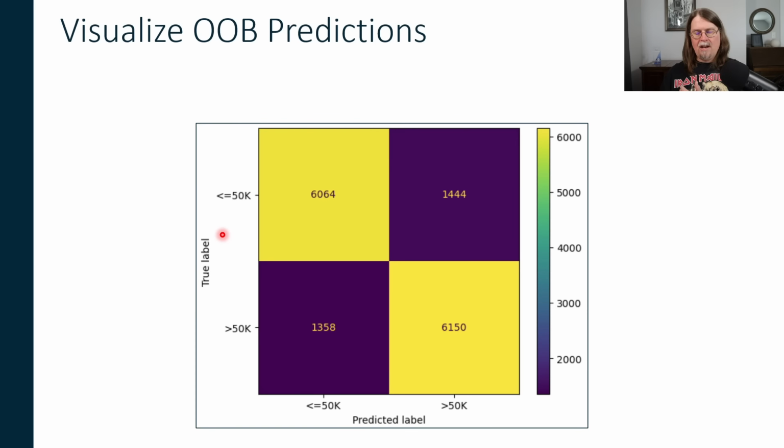And what we can see here is that in general, our model is pretty good for both types of labels. The accuracy for the less than or equal 50K labels is good, around 81%. The accuracy for greater than 50K, about the same. This isn't always the case, by the way.